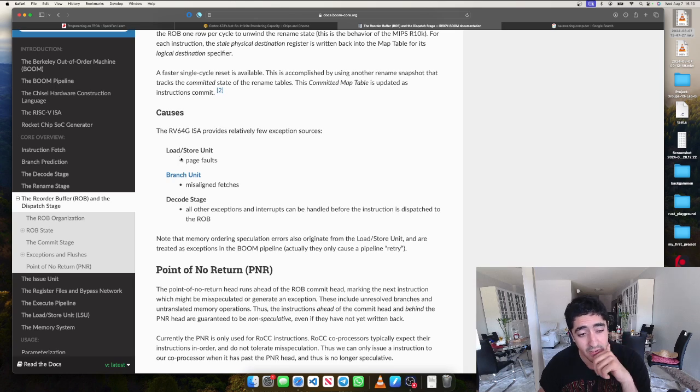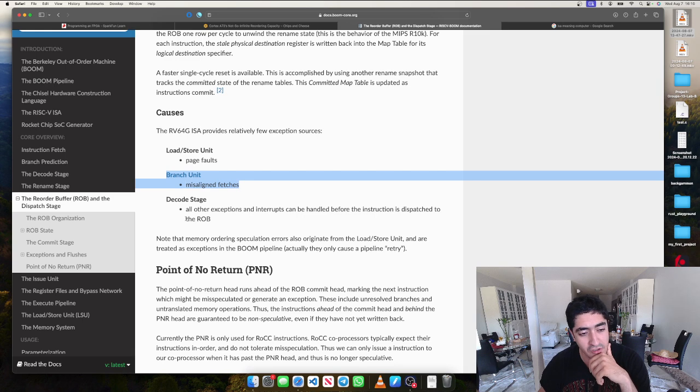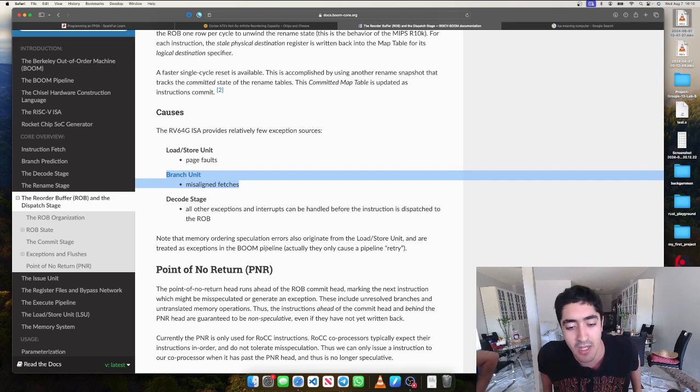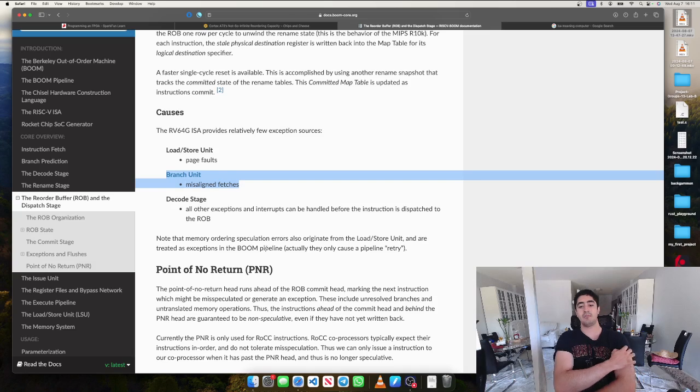Load store unit: you have your page faults. You have your branch unit, misaligned fetches, decode stage. All other exceptions and interrupts can be handled before the instruction is dispatched to the ROB. Note that memory ordering speculation errors also originate from the load store unit and are treated as exceptions in the BOOM pipeline. Actually, they only cause a pipeline retry.